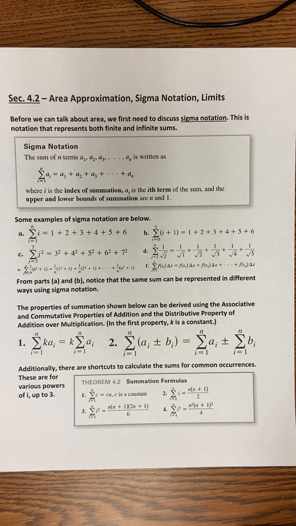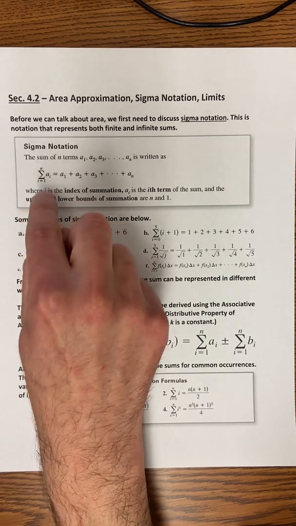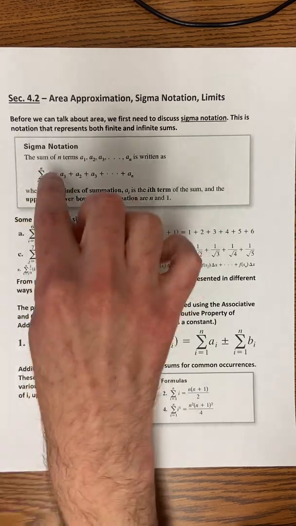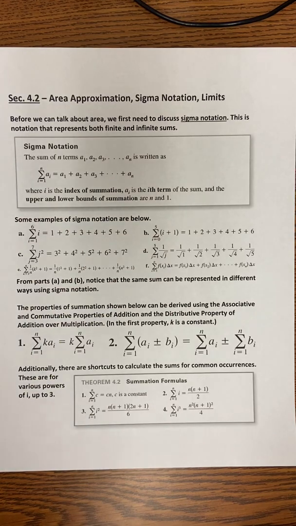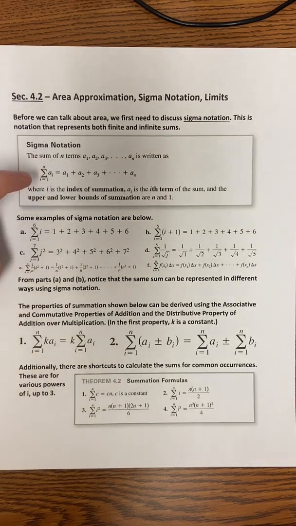So sigma notation says the sum of n terms, a1, a2, a3, all the way to an, however many you're adding, can be written as the sum from i equals 1 to n of ai. So ai represents each term, each numbered term, all the way up to the last one in your list. So this represents where you're starting and where you're ending. This is called sigma notation because this is the Greek symbol sigma.